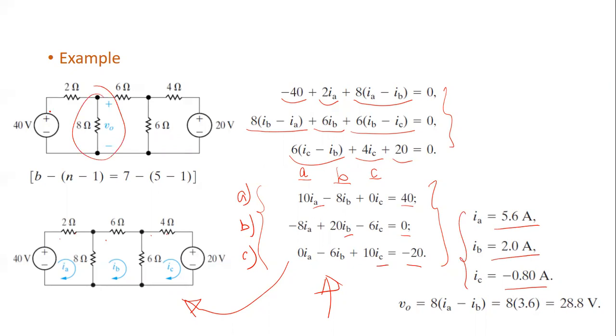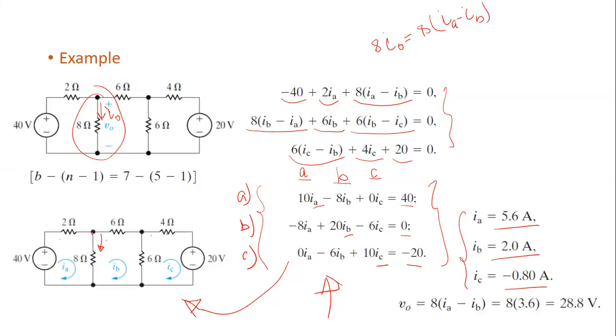What do you think? This is the plus, this is the minus. So V0 will be 8 times the current which is going downward, right? I will say 8 times I0. And what is I0 in terms of mesh currents? What will be the current flowing downward? IA only? IA minus IB.